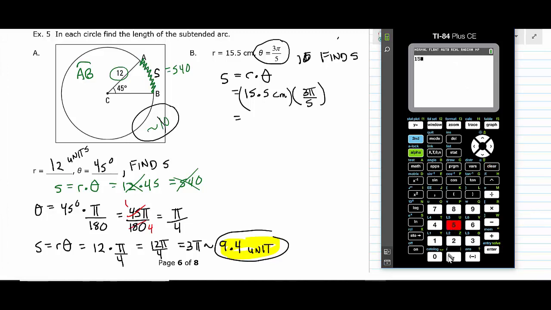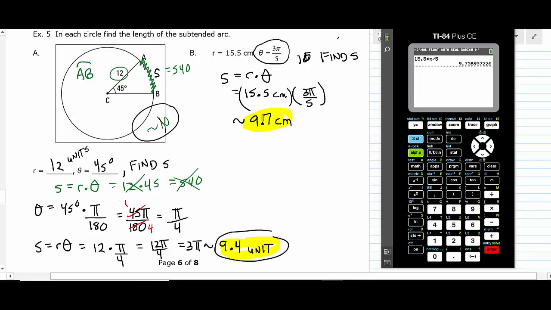So 15.5, and then times pi, and then divide by 5. And then we'll round that off to, say, 1 decimal. Okay, so that would give you approximately the length of that arc. So it would be approximately 9.7, and that would be in centimeters. All right, so that's the answer.